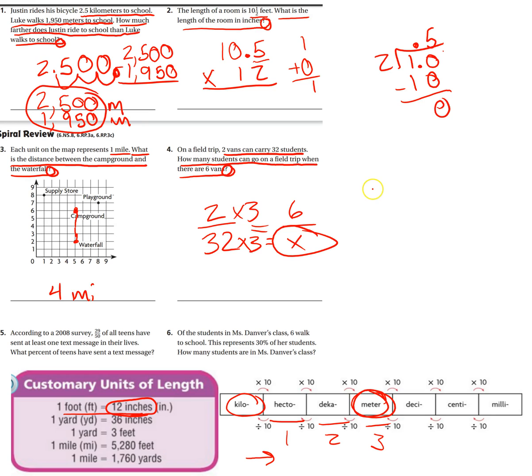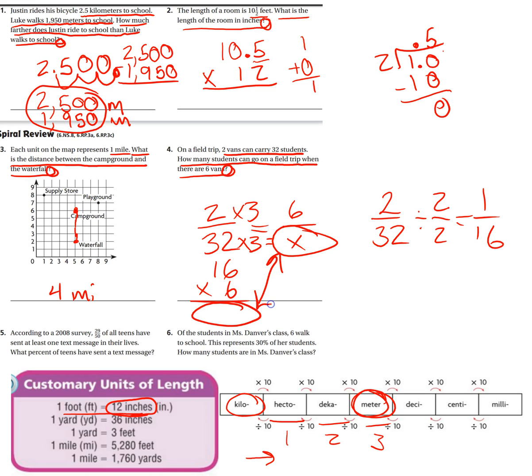Another way is to change it to a unit rate. So 2 over 32, divide the numerator and the denominator by 2. You get 1 to 16, so each van carries 16. So you take 16 times 6. That would be another way to get the answer. But these two numbers are going to be the same number, which is going to be your number of students.